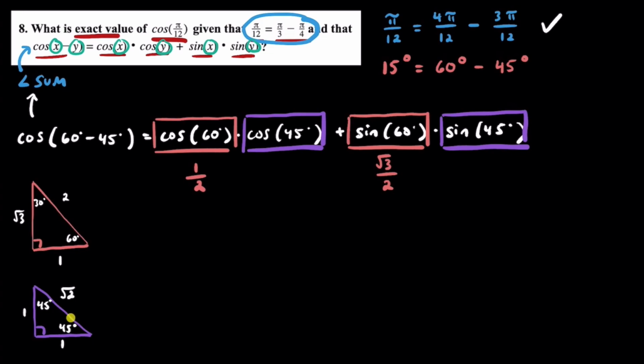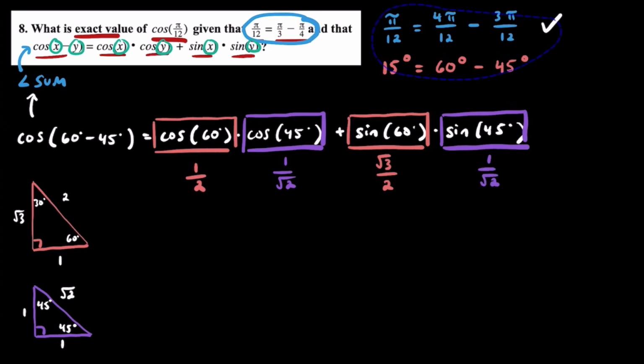Now taking cosine of 45 degrees, that's adjacent over hypotenuse, or 1 over root 2. I can go ahead and write that here as 1 over root 2. And sine of 45 degrees is going to be opposite over hypotenuse, which is the same thing, and we can also write 1 over root 2.